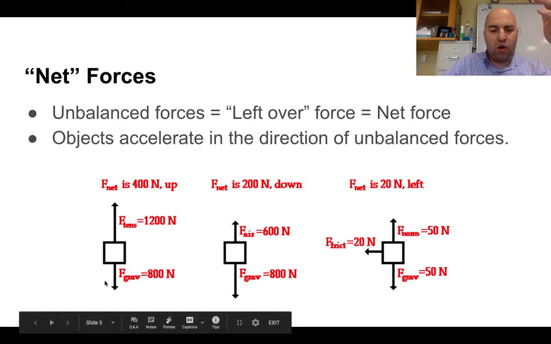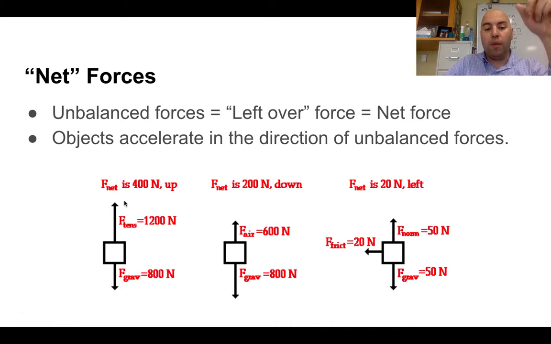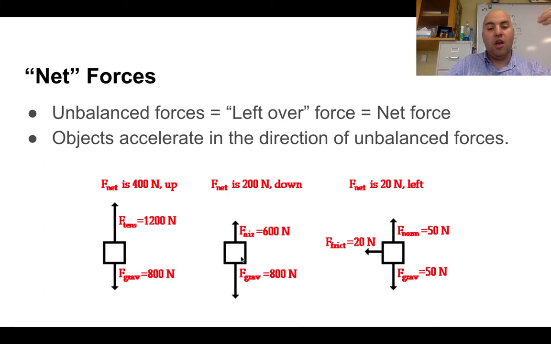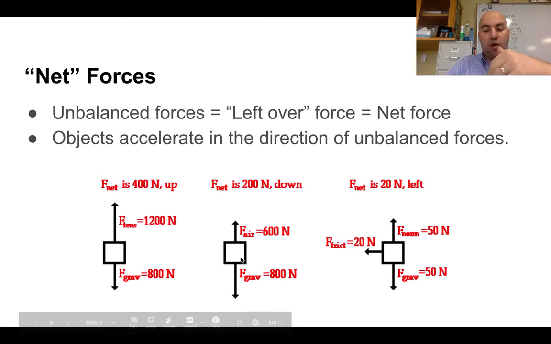If I look at this one right here, this has a force due to gravity of 800 newtons going down and a force of tension of 1200 newtons going up. That means there's going to be a net force, or a leftover force, of 400 newtons going up. Similar to this one right here. Here we have air resistance going upwards of 600 newtons and the force due to gravity of 800 newtons. So that means we are going to have a net force of 200 newtons going down. So it's going to accelerate downwards.